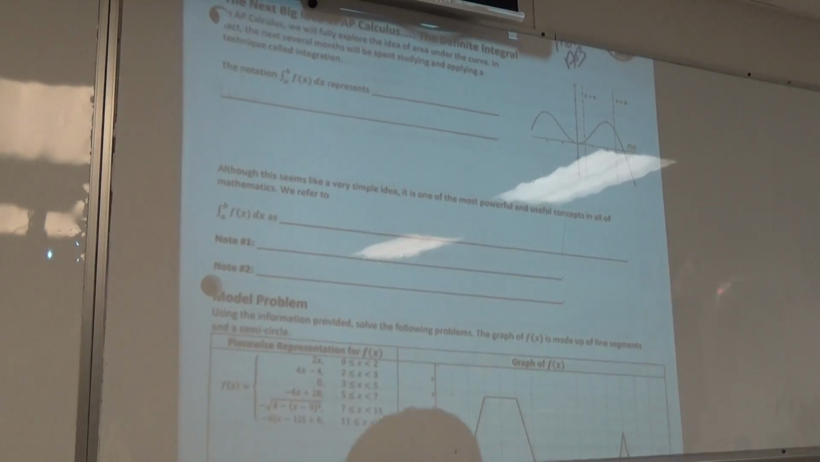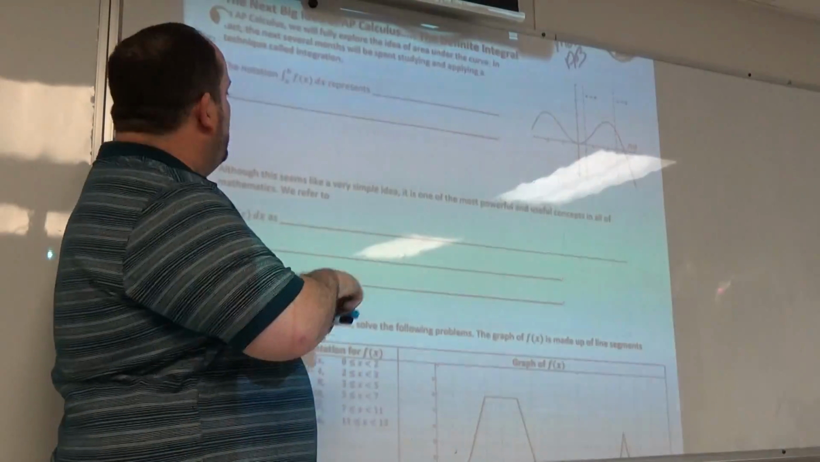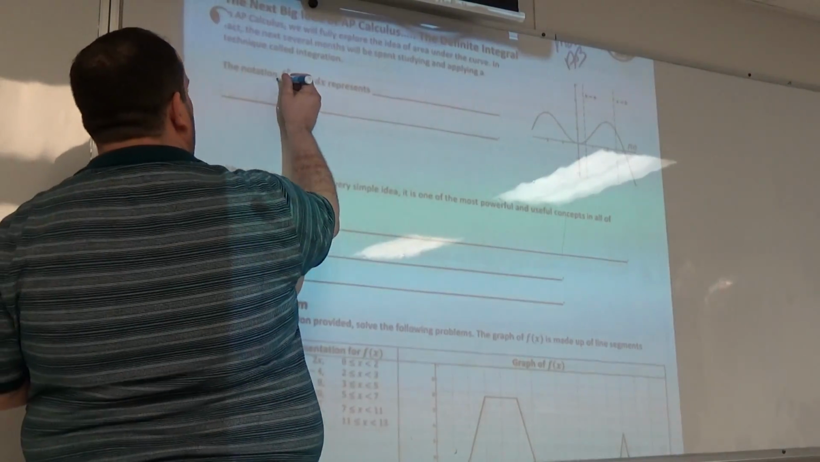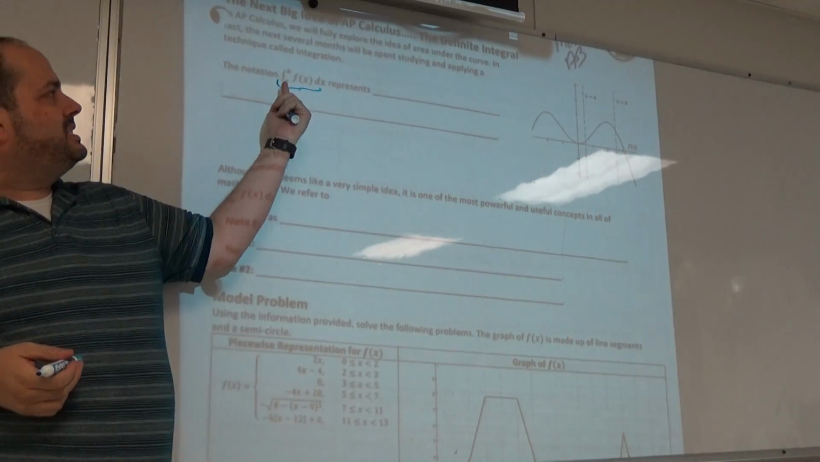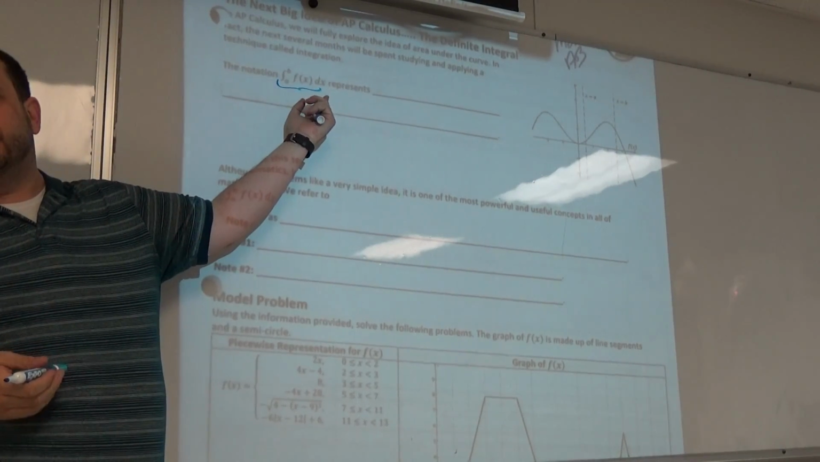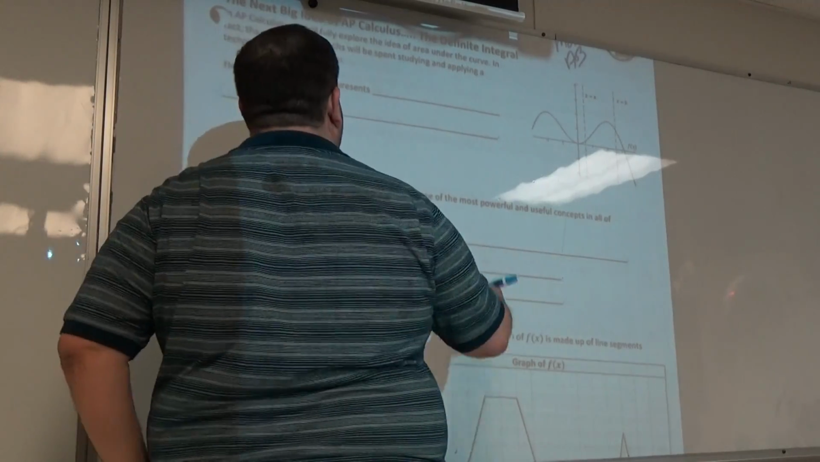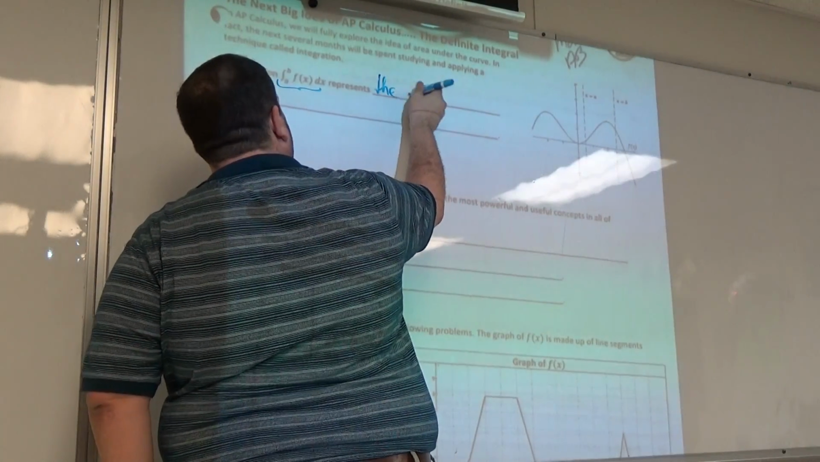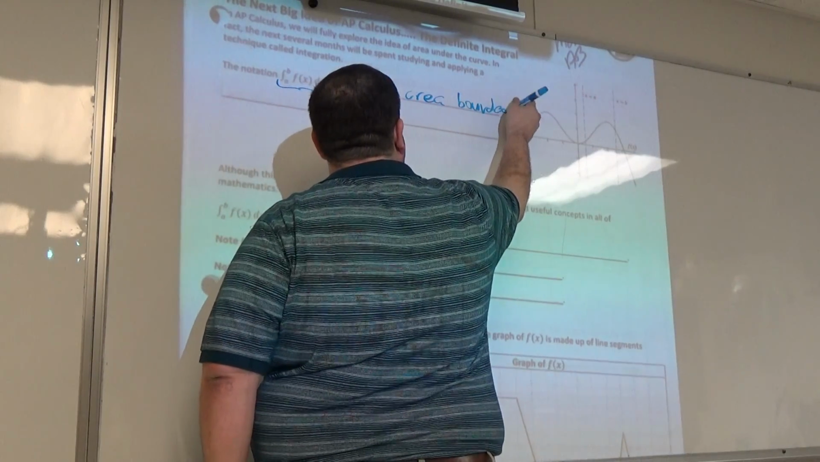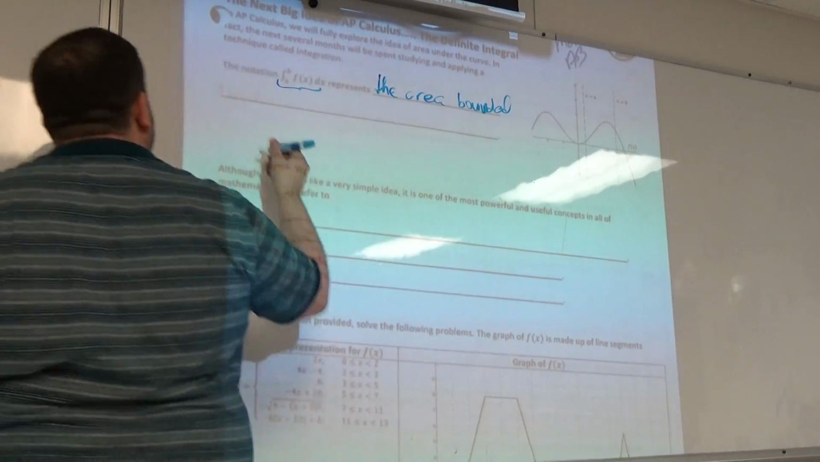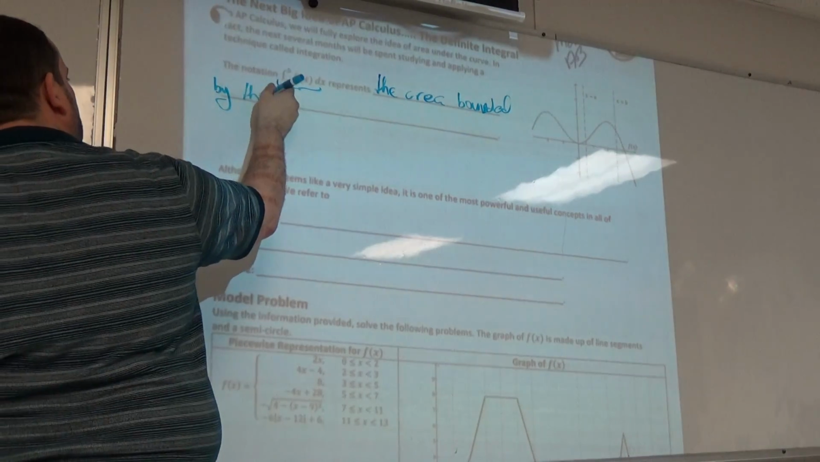Same thing today. New idea. This new idea is the definite integral. This notation right here that just looks like a squiggly S from a to b of f of x dx just means this. It represents the area bounded, trapped, like some of you feel, bounded by four things.